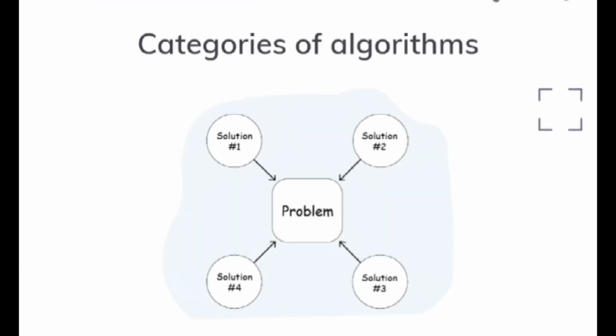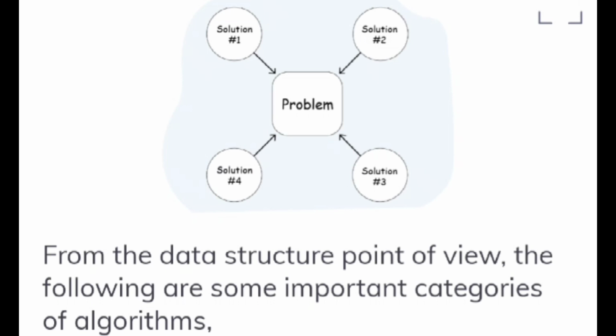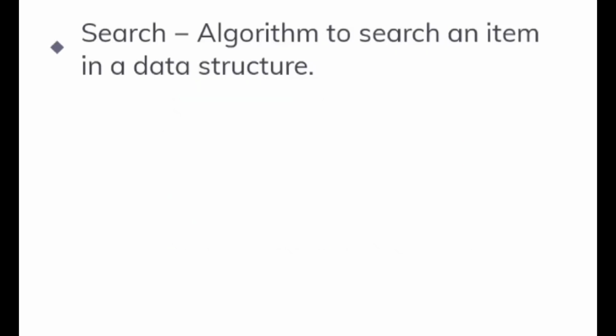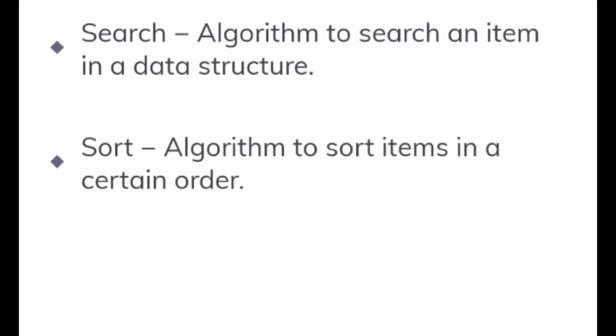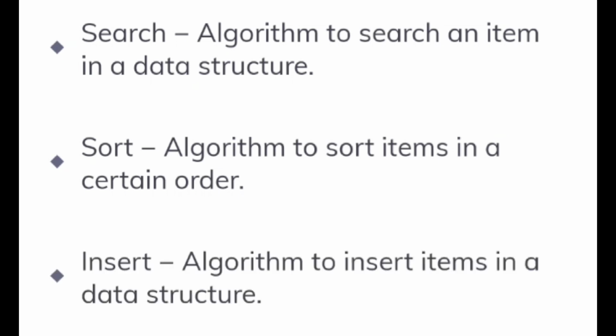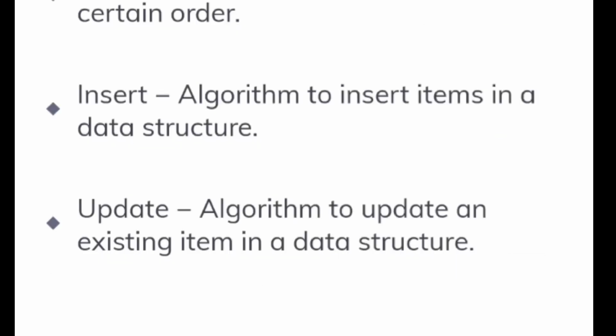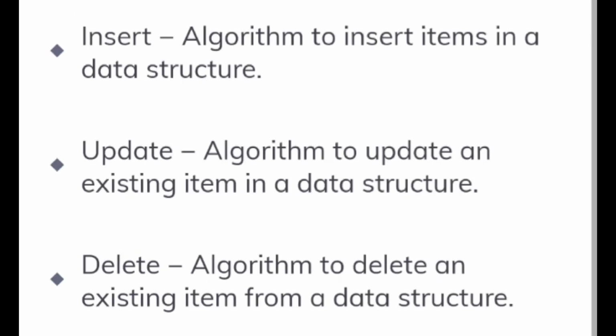Categories of algorithm. From the data structure point of view, the following are some important categories of algorithm. Search: algorithm to search an item in a data structure. Sort: algorithm to sort items in a certain order. Insert: algorithm to insert items in a data structure. Update: algorithm to update an existing item in a data structure. Delete: algorithm to delete an existing item from a data structure.